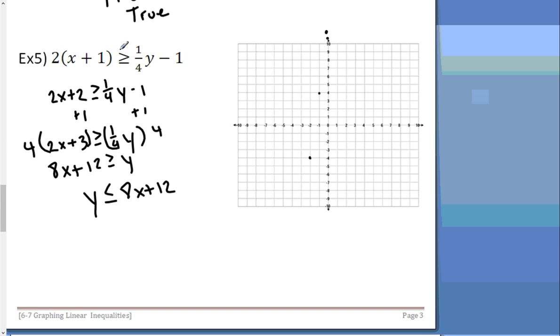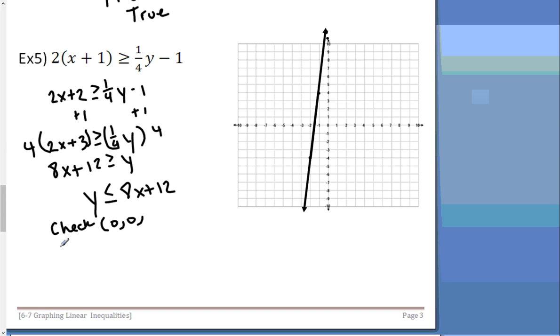Okay, look at this. What does that mean? Well, it's greater than or equal, which means solid line. So I'm going to make a solid line in both directions. Okay, then what do I do? Well, I check it. What do I check? I check 0, 0. There's only one time you can't check 0, 0. If 0, 0 was on the line, you couldn't check 0, 0. You'd have to check some other point.